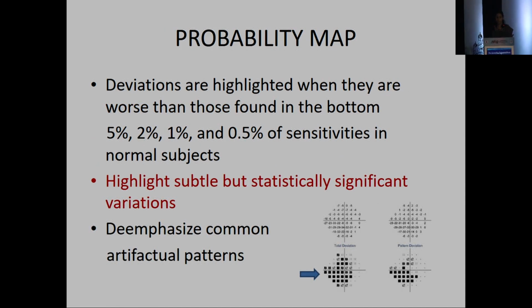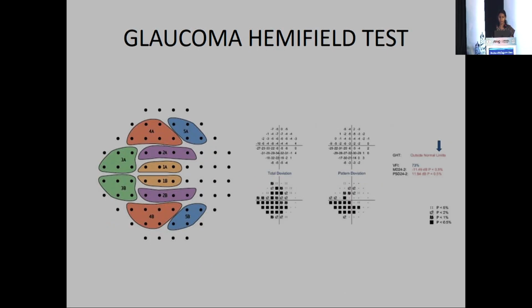Probability map shows the probability of the same defects being seen in the general population, at less than 5%, 2%, or so on. It highlights the subtle but statistically significant variations. Glaucoma hemifield test compares the 5 zones in the upper hemifield with the mirror image of the same 5 zones in the lower field. These zones are sensitive to glaucomatous damage. Glaucoma hemifield test usually gives an easy idea to beginners in field interpretation.